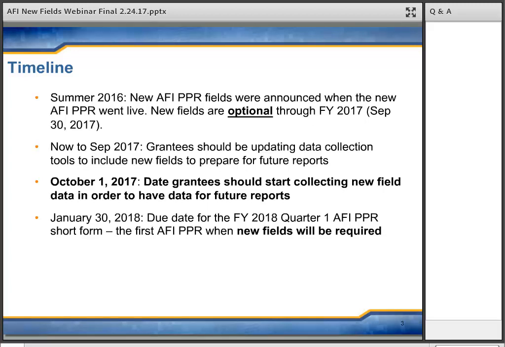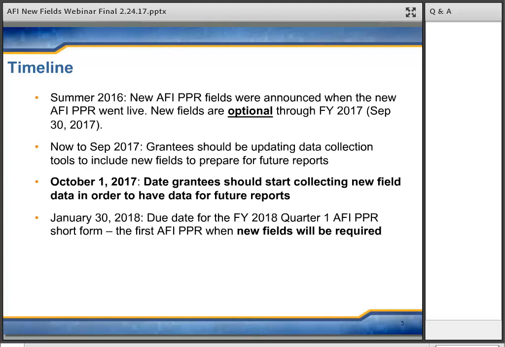And they're still optional through fiscal year 2017, so that's September 30th, 2017. But grantees will be required to submit data on the new fields starting in the short form for the first quarter of fiscal year 2018. So that's the one that's due January 30th, 2018. And although that might feel like you have a lot of time, grantees should be changing over your data collection tools right now so that you're ready to collect the data by October 1st of this year, which is the reporting period start date for that fiscal year 2018 AFI PPR short form.